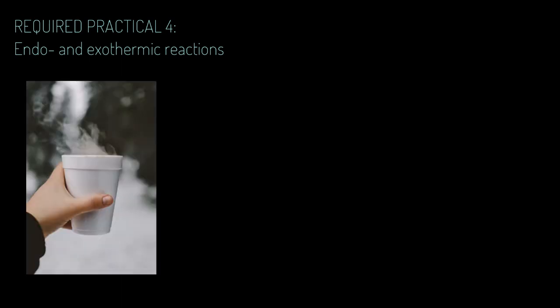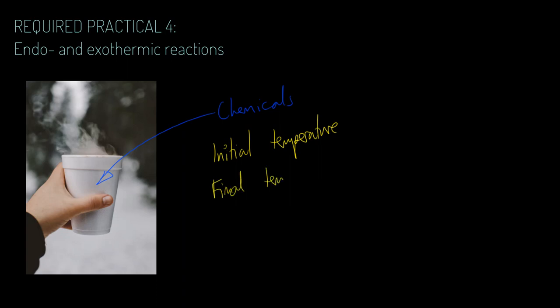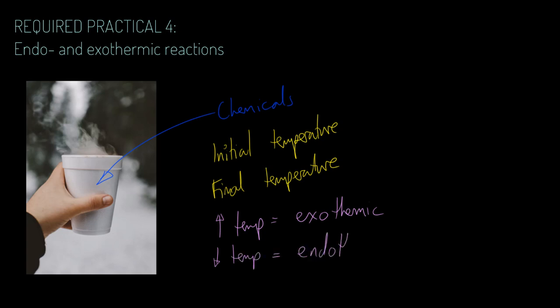I mean, what you do is you get a polystyrene cup, like so, and then into the polystyrene cup, you put some chemicals. And then what you do is you measure the initial temperature, and then you measure the final temperature, and if the temperature goes up, it's obviously an exothermic reaction, and if the temperature goes down, it's an endothermic reaction.